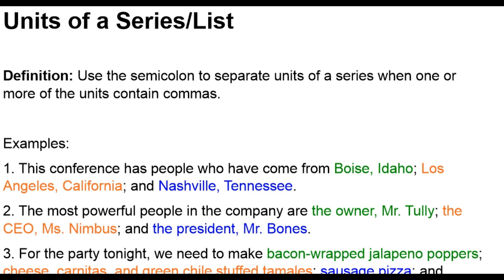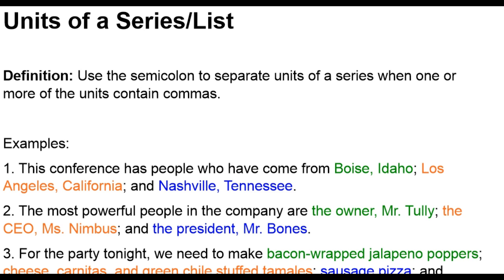Because I'm including the city and the state, and not just city, city, city, or state, state, state, those are my units. The city and the state is one unit for the first one, city and state, second unit, city and state, third unit. So I'm separating the city and state like my comma rule tells me to, with a comma. That's why I have a comma in between Boise and Idaho, Los Angeles and California, Nashville and Tennessee.